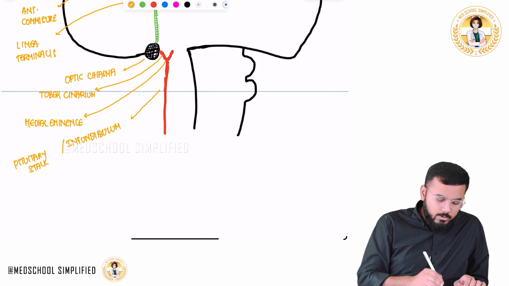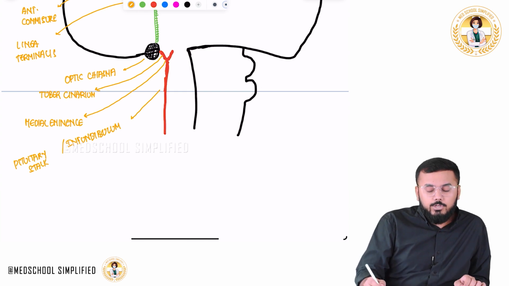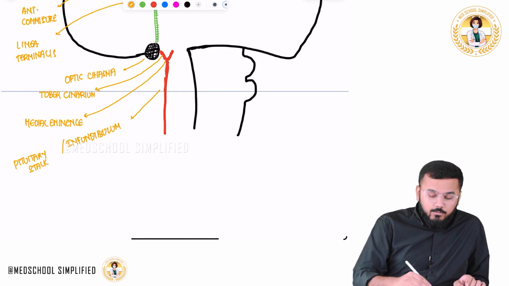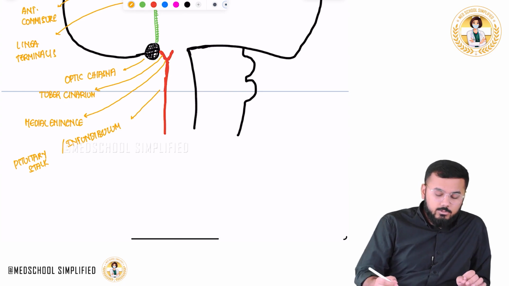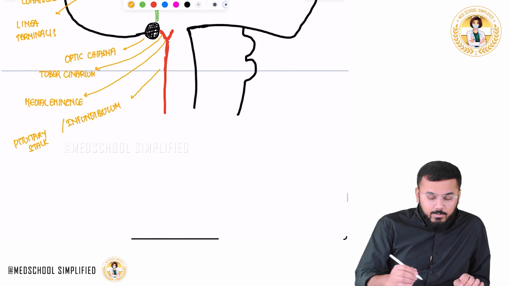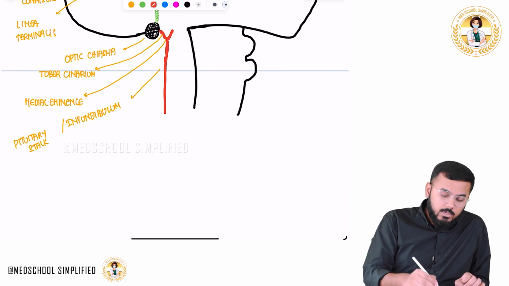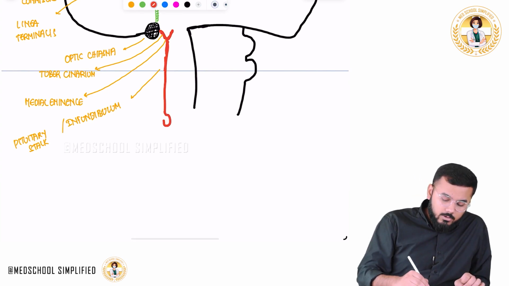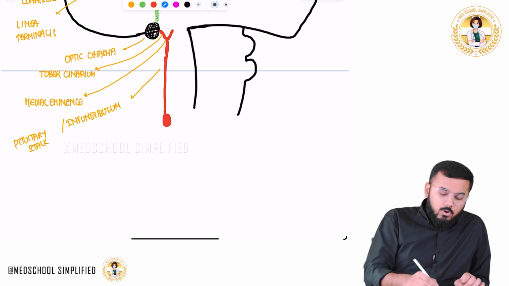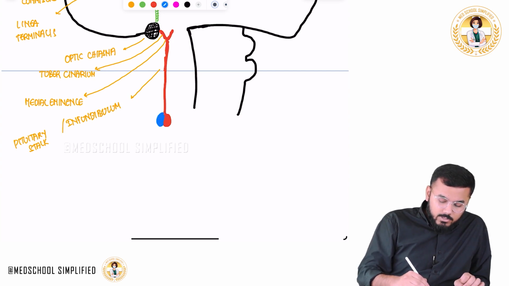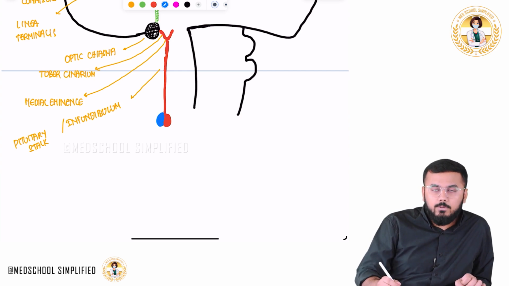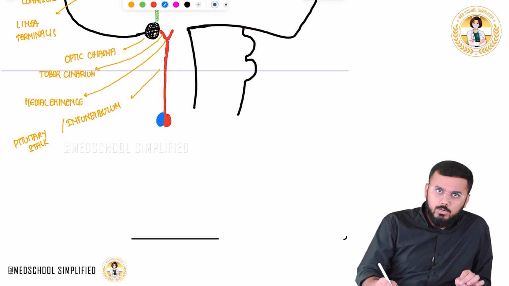So one is your tuber cinereum. The tuber cinereum forms a conical projection called the medial eminence, and from the medial eminence a structure hangs down, which is called the pituitary stalk. And obviously here you have your pituitary gland. All of you know that there are two parts within the pituitary gland: the anterior pituitary and the posterior pituitary.